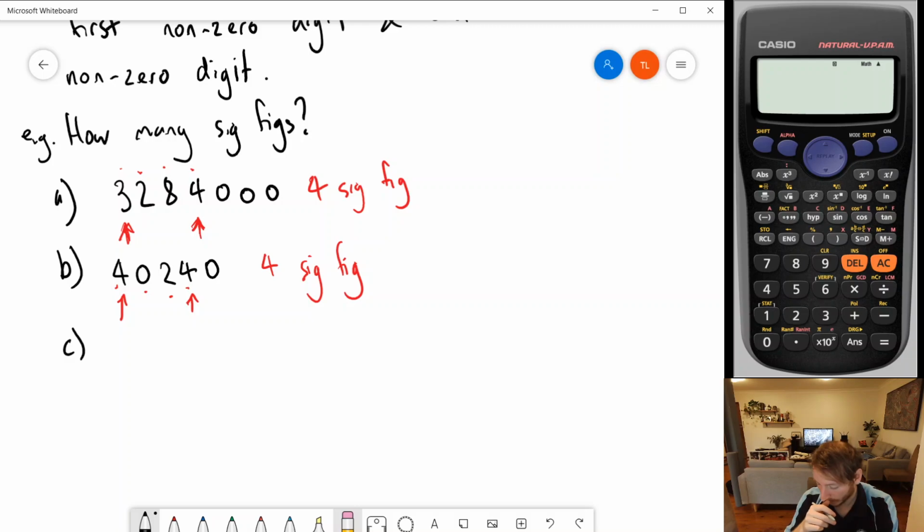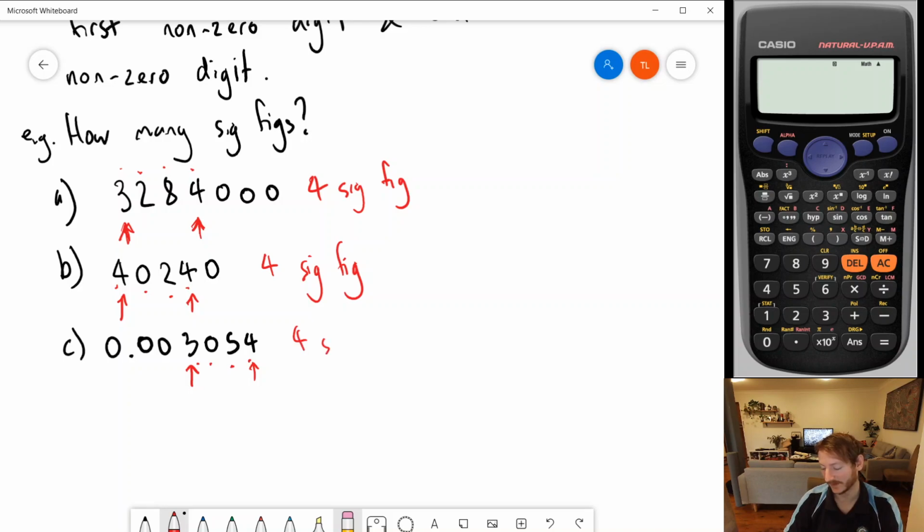C. 0.003054. Alright, how many of those are significant? Well, start counting at the first digit that's not a zero. Oh, I've done it again. 1, 2, 3, 4. Alright, I'll try harder this time. Come up with one that's not a zero.